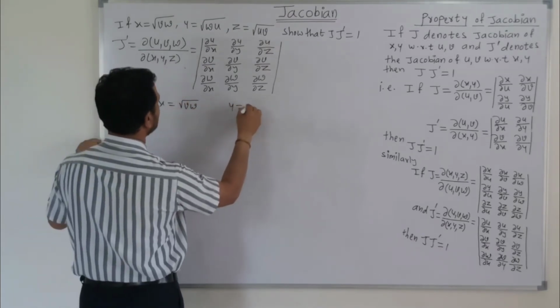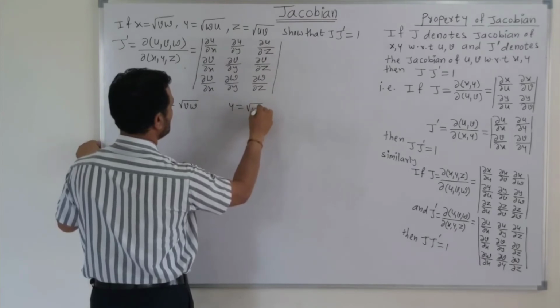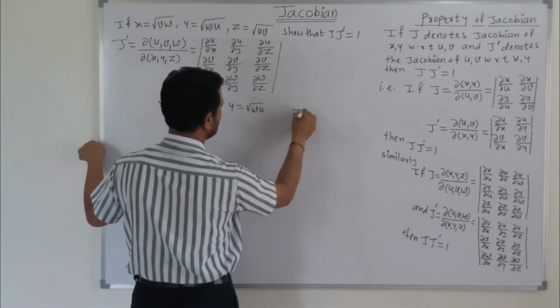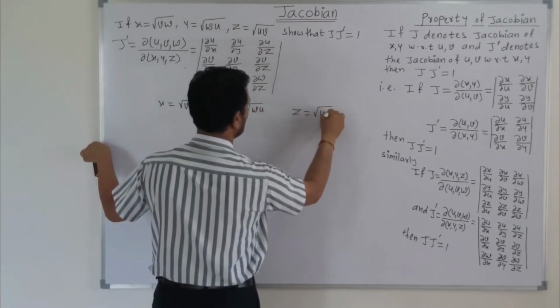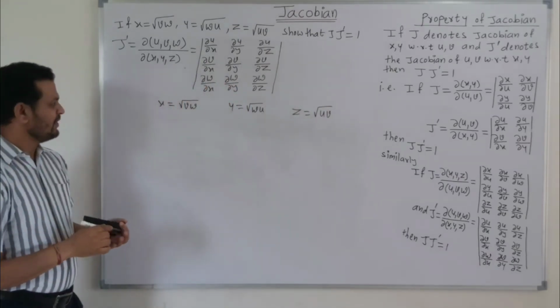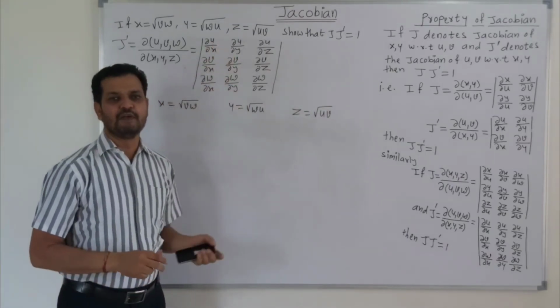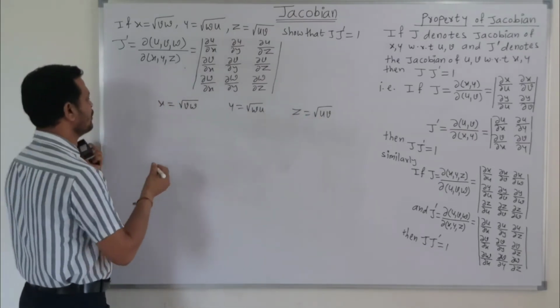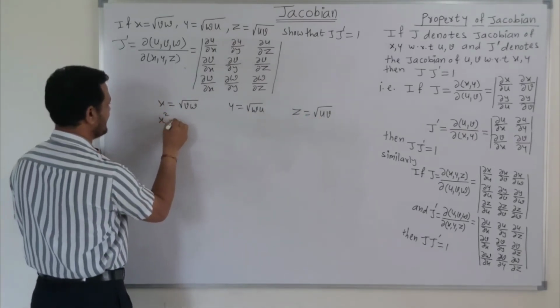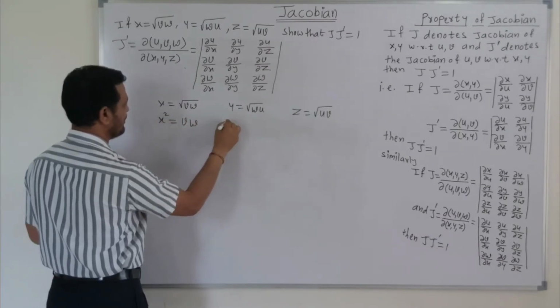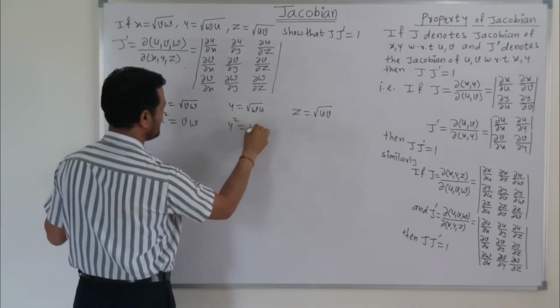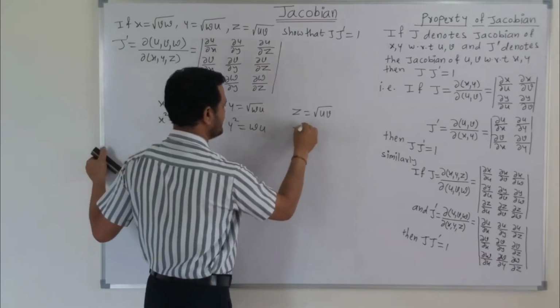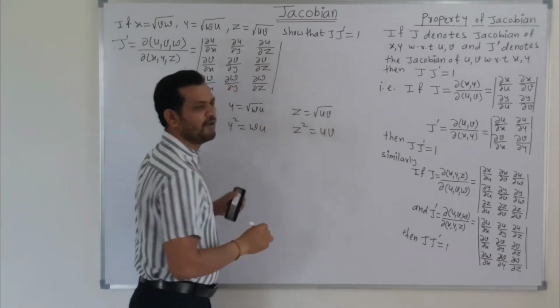that of y is given as root of wu, and z is given as root of uv. Now friends, to find out the values of u, v, w, here a root is available everywhere. First remove the root terms, so we can write x square is equal to vw, then y square is equal to wu, and z square is equal to uv.